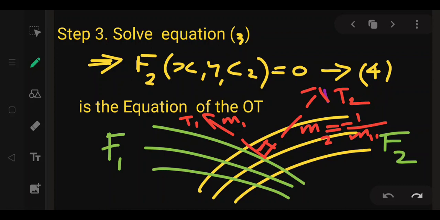Now from the figure we have two families, F1 and F2. They will intersect at a point. So each member of the first family intersects the second family at right angles. At the point of intersection, say T1 and T2 are the respective tangents having slopes m1 and m2. Product of slopes is equal to -1, so m2 is equal to -1 by m1. That is why we are replacing dy by dx by -1 by dy by dx to get the differential equation of the orthogonal trajectory.